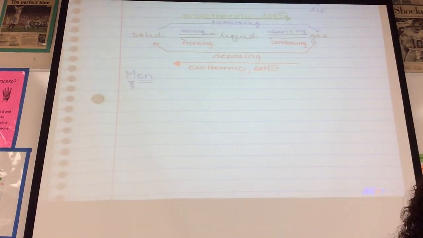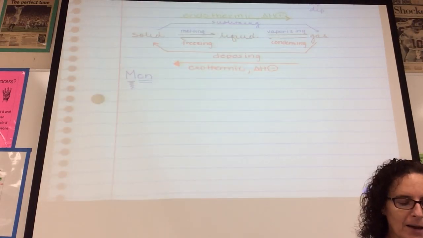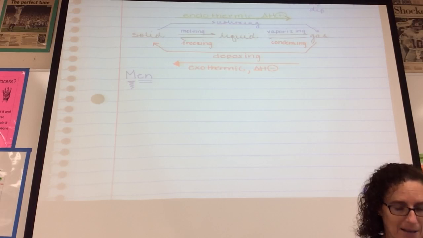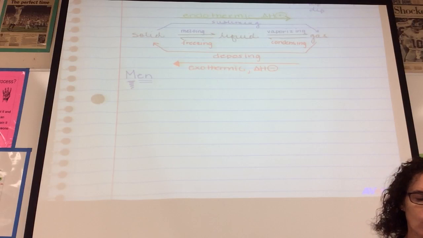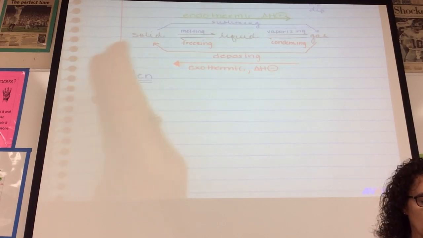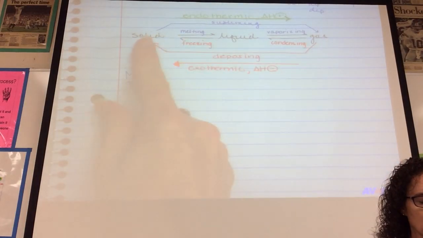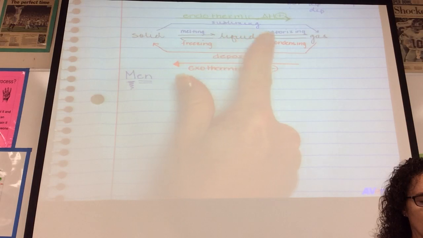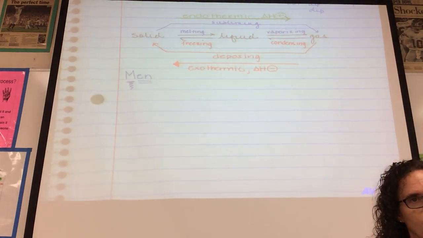Questions here? All right. So this one diagram puts a tremendous amount into perspective, and I think it will help you a lot in regard to phase changes. You also want to understand phase changes in regard to IMFs. Much greater IMFs in a solid than in a gas. So as you go in this direction, IMFs are breaking up. As you go in this direction, IMFs are forming.